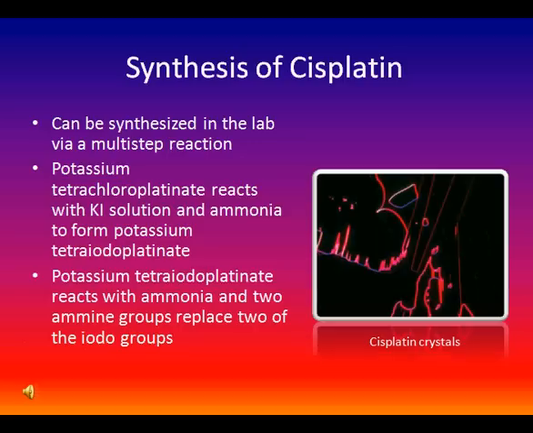Cisplatin is synthesized in a three-step reaction starting with potassium tetrachloroplatinate. When reacted with potassium iodide solution and ammonia, the chlorines are replaced by two amine groups and two iodine atoms, forming the dark yellow compound cis-diamminediiodoplatinum(II).